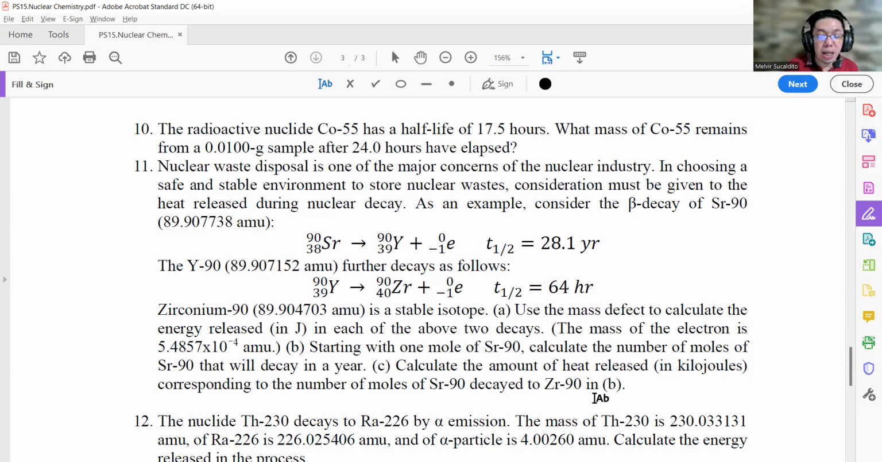Then for letter C, how much heat is released in kilojoules corresponding to the number of moles of strontium-90 decaying to zirconium-90 after 1 year? So I think after 1 year yan. Parang putol yung letter C, no? So let me check kung after 1 year.